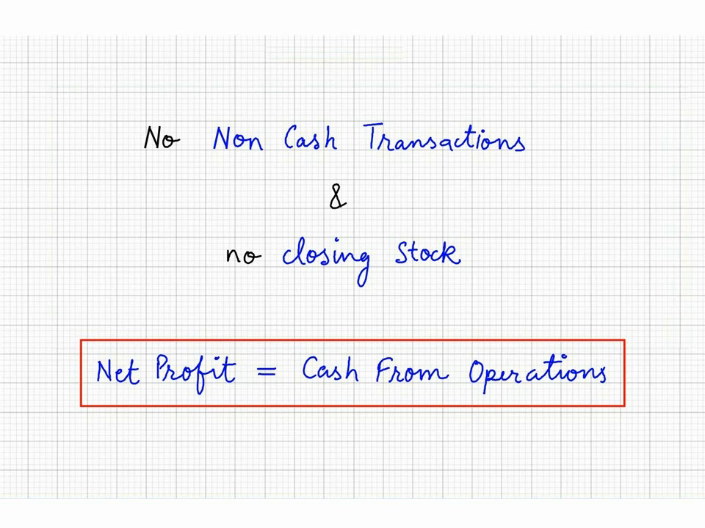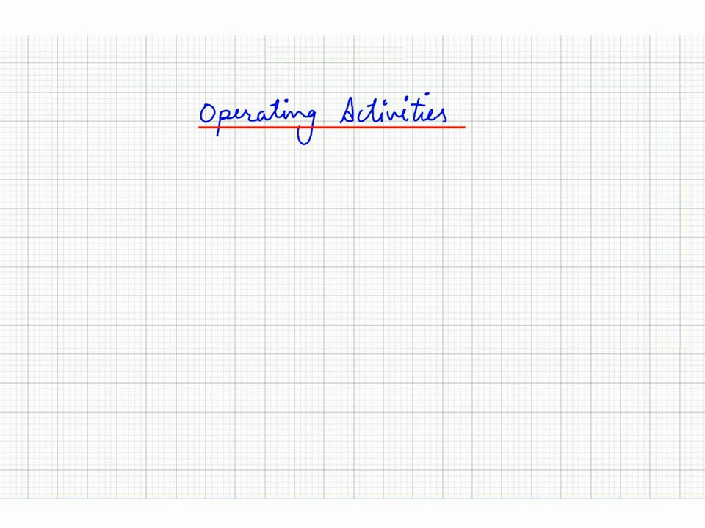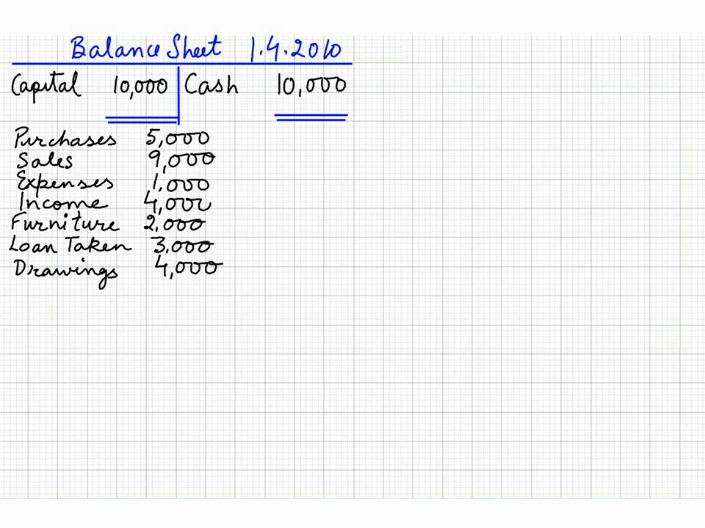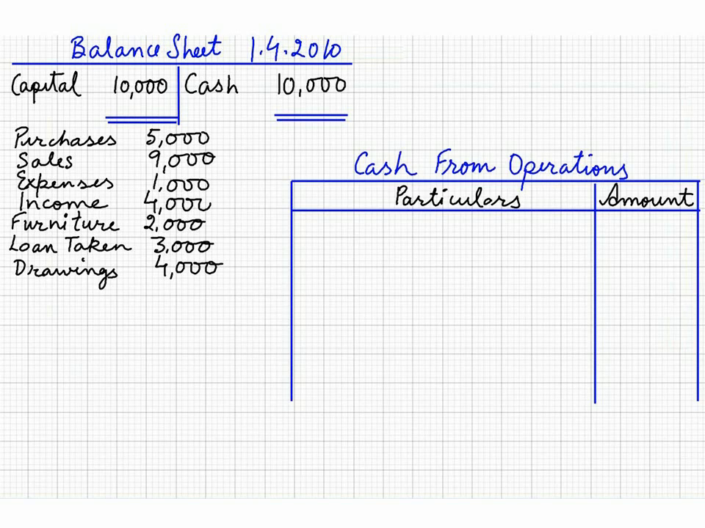And you know, cash from operation means cash generated from operating activities. Operating activities means purchases, sales, expenses and incomes. This is the net result of all these four transactions, I mean to say operating transactions. So if you want to calculate cash from operation, I mean to say net cash generated through operating activities, you can calculate.